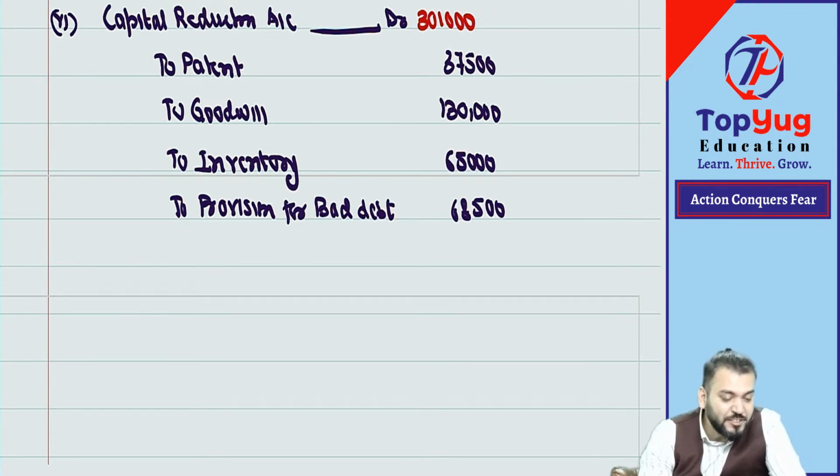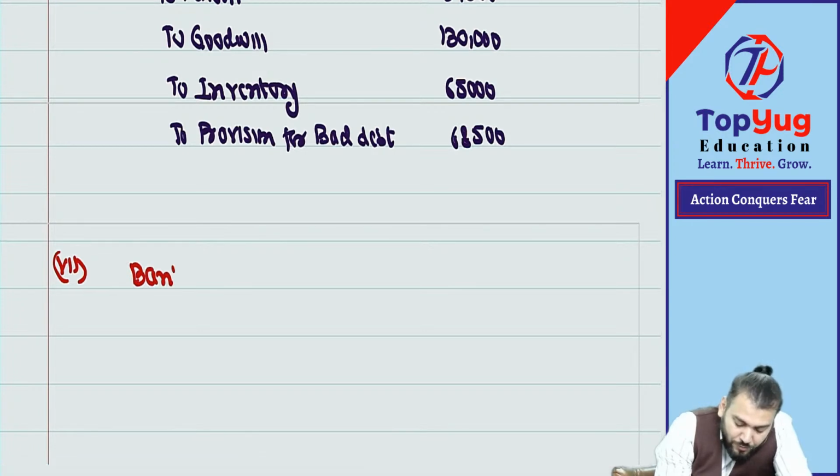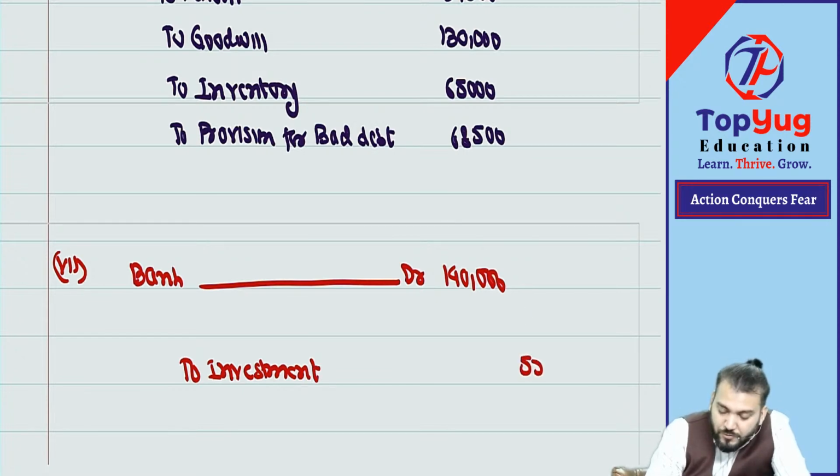Then point number 9, investment to be sold for rupees 1,40,000. So what is the next journal entry? With the sale journal entry, bank account. What is the sale price? 1,40,000. What is the book value of investment? 55,000. So there is a gain. Gain how much? Gain is 85,000. This gain will be transferred to which account?